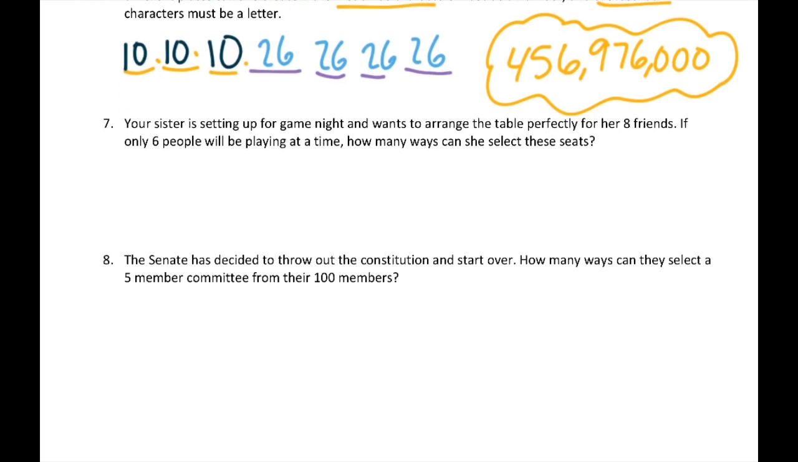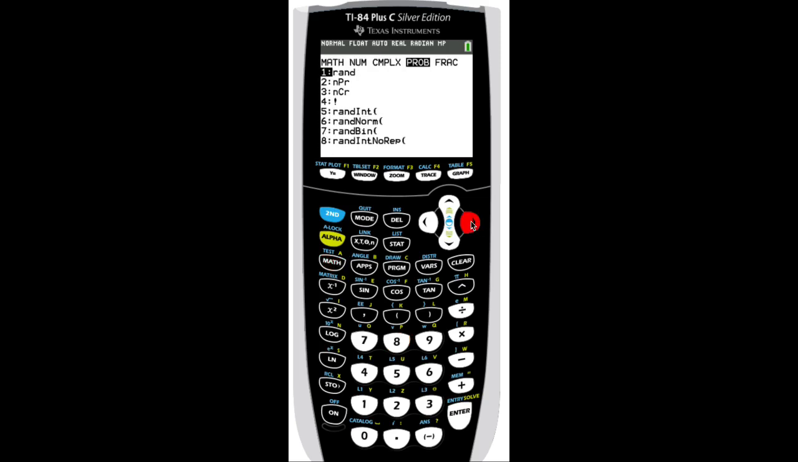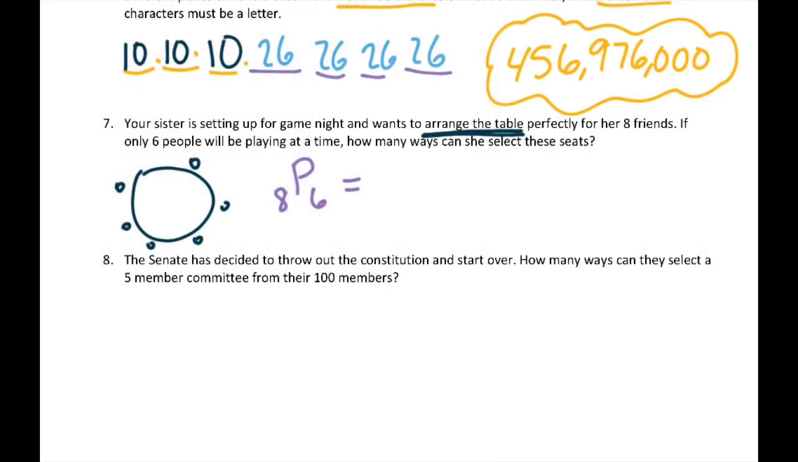Number 7, your sister's setting up for game night. She's arranging a table. She's got 8 friends. Only 6 are playing. How can she select this? So if we're arranging a table, that means the order matters. Where people are sitting literally matters. She's got a table and she's trying to figure out where everybody's sitting around this table. So we want 8 to start, permutation, 6 people. We can throw this right into our calculator. And we'll get 20160.